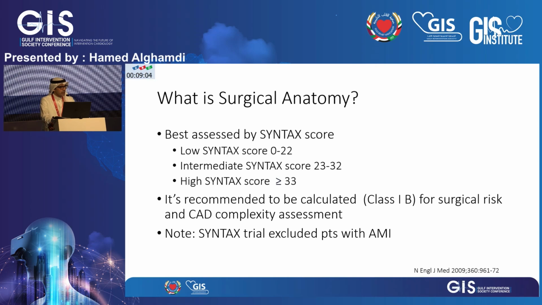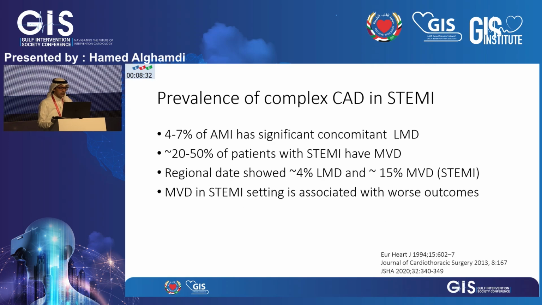What do we mean by surgical anatomy? I think we can probably all agree that the best way to assess surgical anatomy, the complexity, is utilizing the SYNTAX score. We all know that it's either low, intermediate, or high. And when you look at the guidelines, it's recommended to be calculated as class 1B for the surgical risk as well as complexity assessment. But remember that the SYNTAX trial, from which this score was derived, excluded acute MI. So this is in a stable patient.